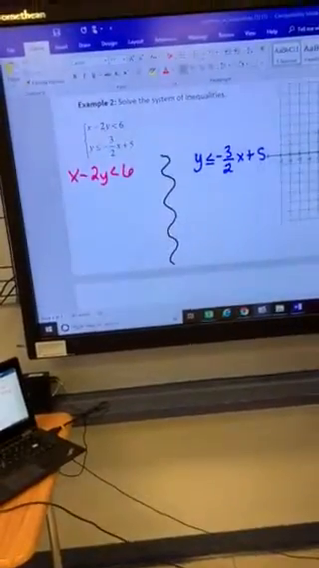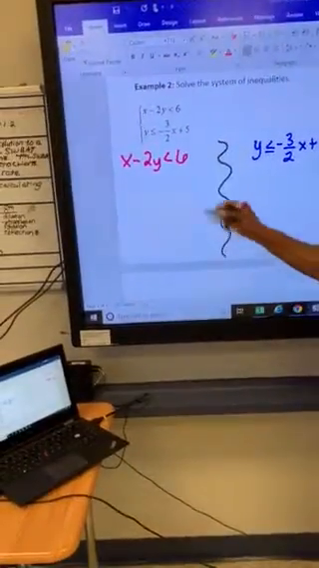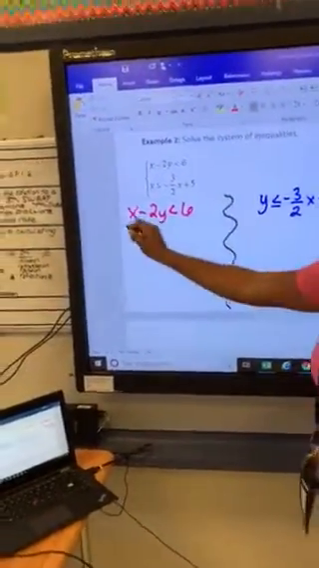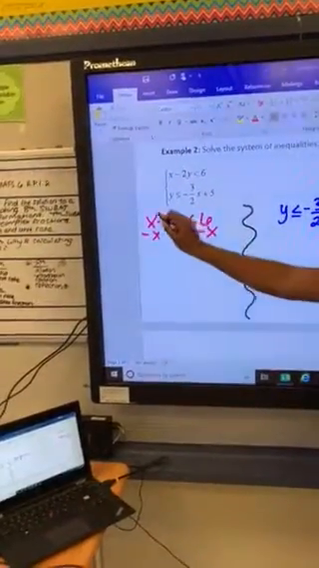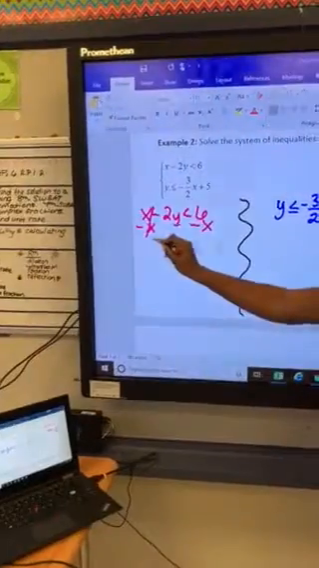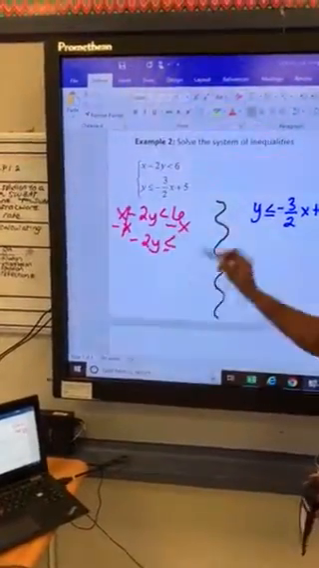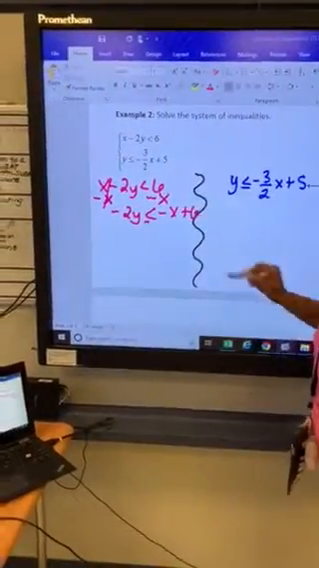So first thing I'm going to do is take the x and bring it over like we're doing two-step equations. So right now it's positive, so we need to take it to the other side. I'm going to make it negative. So I'm going to subtract. Negative and subtraction is the same thing. This is going to cancel out. I'm left with negative 2y less than negative x, and I still have that positive 6 over here.